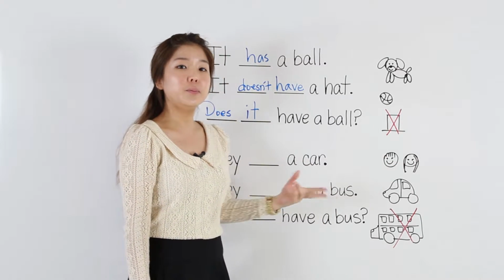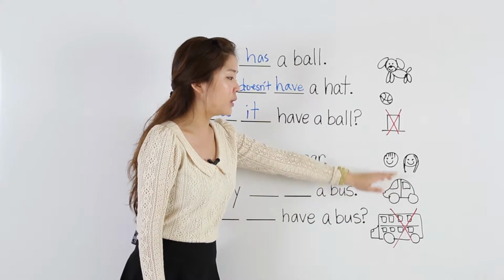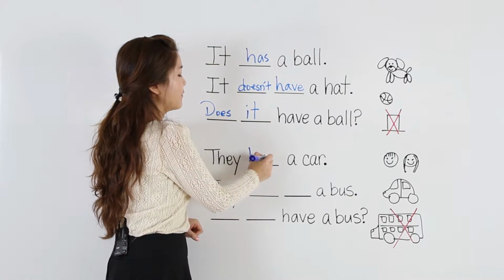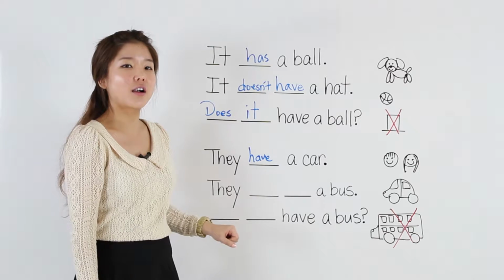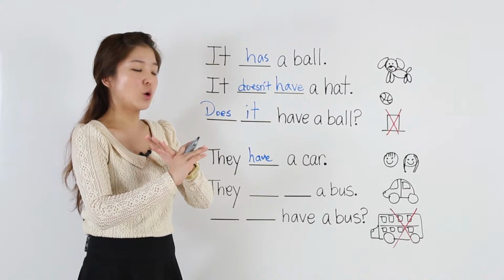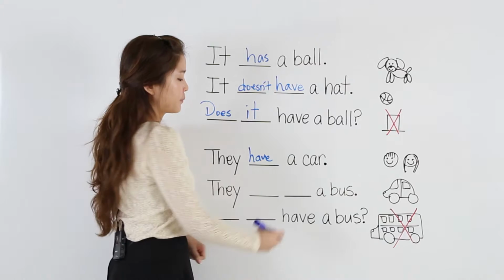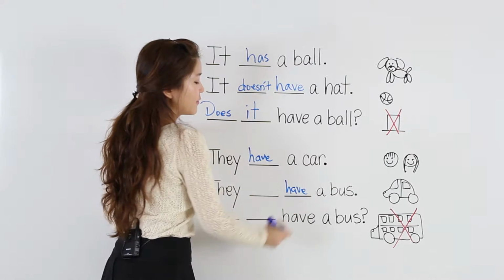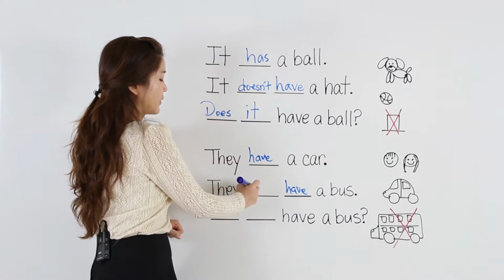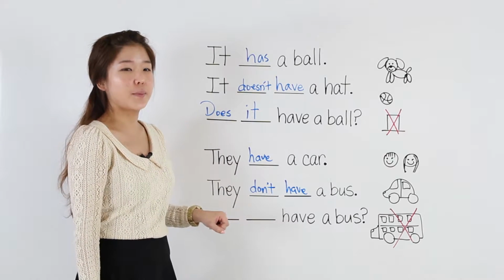Here we have two people. So we're going to say they. And a car that belongs to them. For they, we have to say have. They have a car. Here, there's a bus, but again, it says no, negative. They blank blank a bus. Again, for negative, we say have. Doesn't have or don't have? Which one is it? For they, we say they don't have a bus.